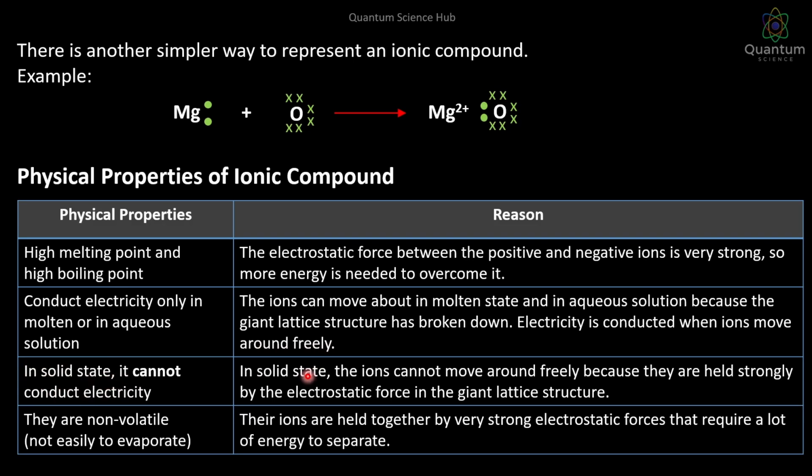Another property is that in solid state, it cannot conduct electricity. Why? In solid state, the ions cannot move around freely because they are held strongly by the electrostatic force in the giant lattice structure. And remember, all ionic compounds are non-volatile. Non-volatile means they do not easily evaporate. Why? Because their ions are held together by very strong electrostatic force that requires a lot of energy to separate or to break down.